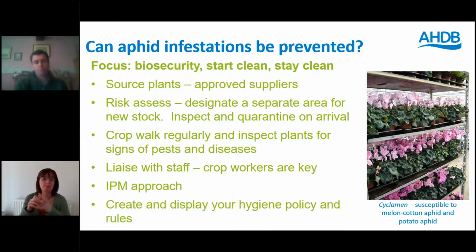Thirdly, we want to be crop walking regularly and inspecting plants for signs of pests and diseases. When you're doing this, if you have a hand lens, that's great, because quite often these pests start off very small and it's sometimes hard to see them. So pick up the plants, look for those distorted tips, look for cast skins, and look underneath the leaves as well, because quite often they're hidden away in places where we're not going to see them if we're just walking past and glancing and thinking, oh yeah, that looks fine. But when you actually pick up the plant and look underneath the leaf, then you start to see the little aphids hiding away there.